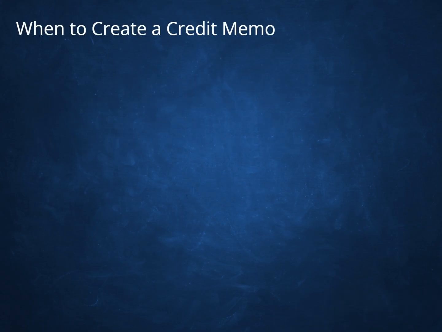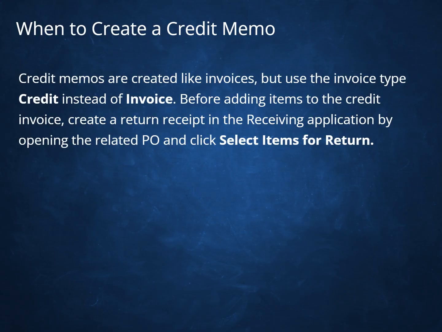When to create a credit memo? Credit memos are created like invoices, but use the invoice type credit instead of invoice. Before adding items to the credit invoice, create a return receipt in the receiving application by opening the related PO and click Select Items for Return.